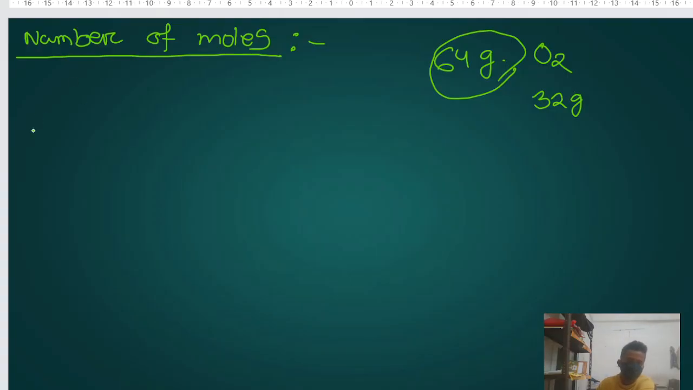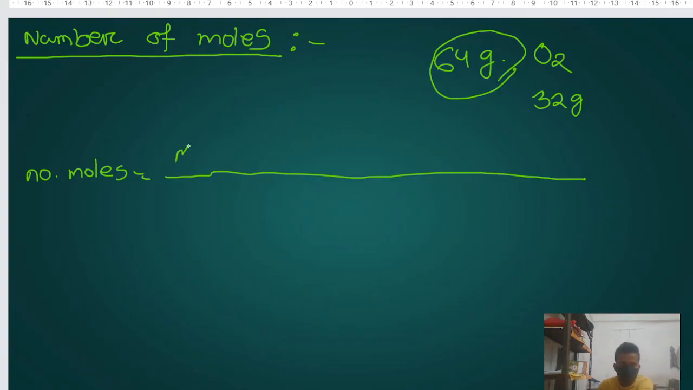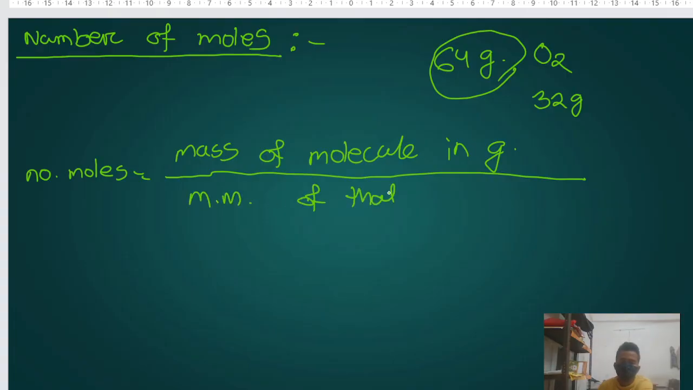Okay, what is number of moles? Number of moles will be mass of molecule in gram upon molecular mass of that molecule. Okay, let's solve some questions. I have some questions for you.